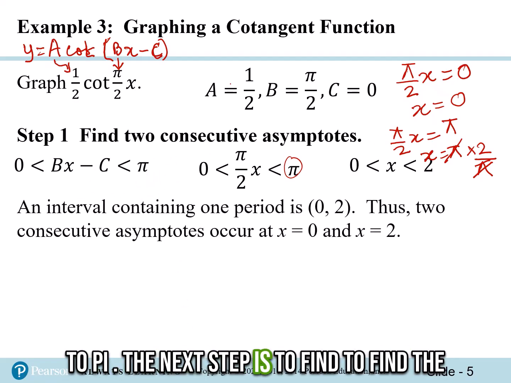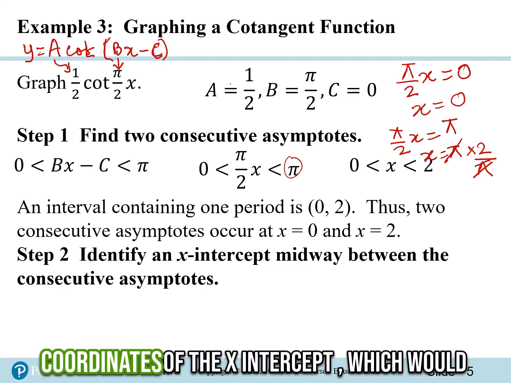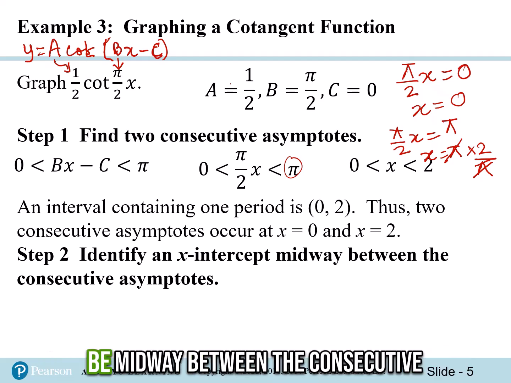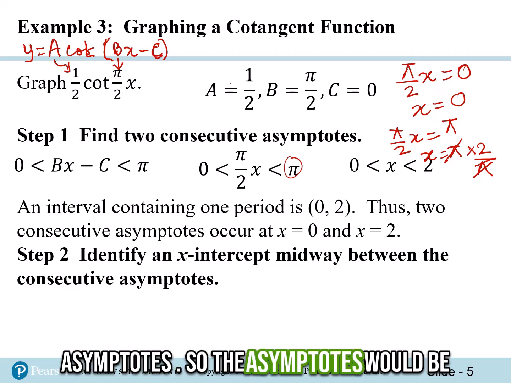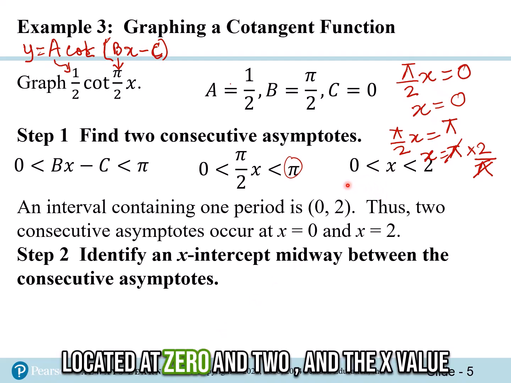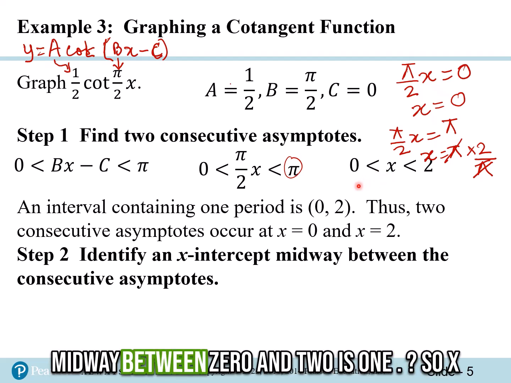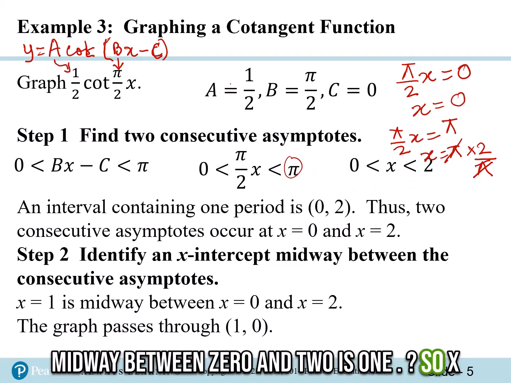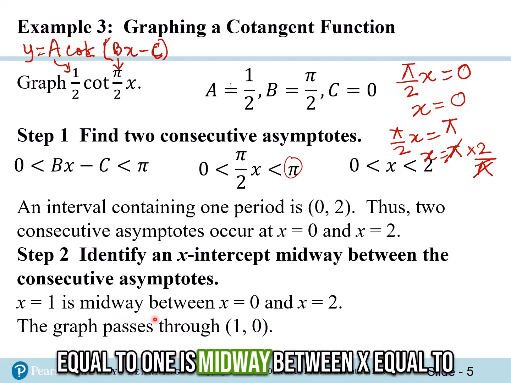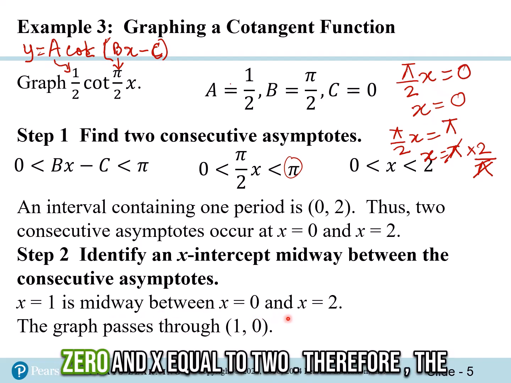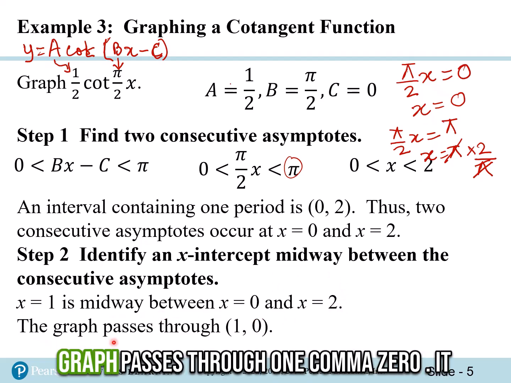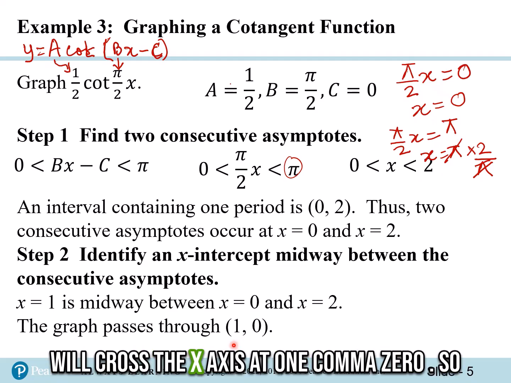The next step is to find the coordinates of the x-intercept, which would be midway between the consecutive asymptotes. So the asymptotes would be located at 0 and 2, and the x value midway between 0 and 2 is 1. So x equal to 1 is midway between x equal to 0 and x equal to 2. Therefore, the graph passes through 1, 0. It will cross the x-axis at 1, 0.